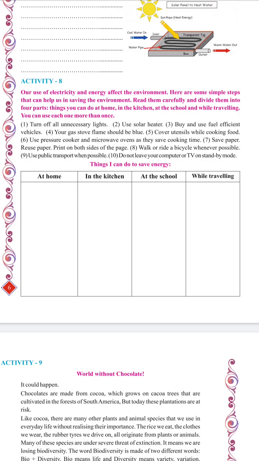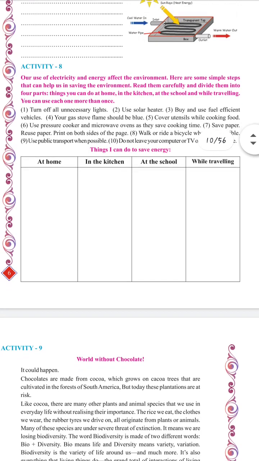I think we can write it in the column of home, in the column of kitchen, and in the column of school. While traveling it is not quite possible to use solar heaters. So skip writing under while traveling, but the remaining 3 sections can have the use of solar heaters.